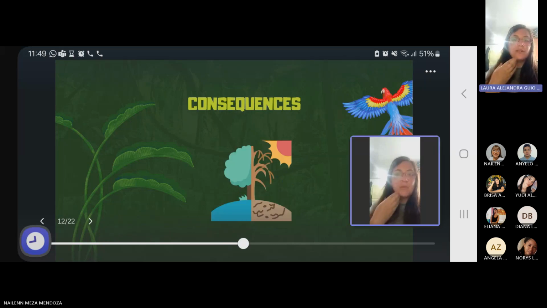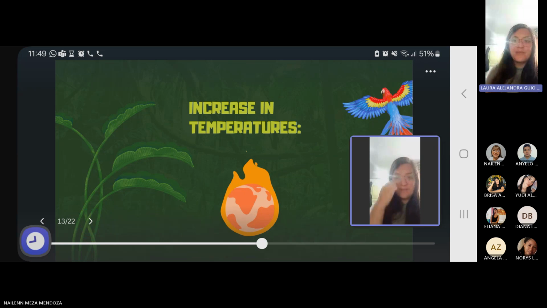Now we are going to talk about the consequences. Climate change has multiple consequences in different areas of the planet and society. Below are some of the most significant consequences. The next, please. First, increasing temperatures. Global warming is causing an increase in global average temperatures, which in turn generates more frequent and severe heat waves. The next, please.